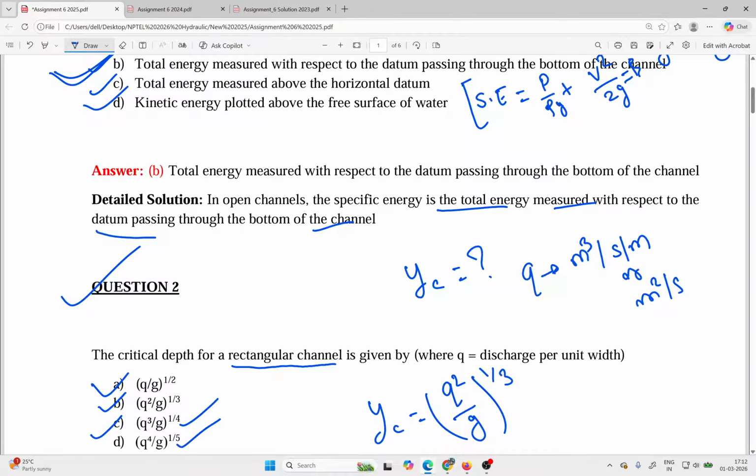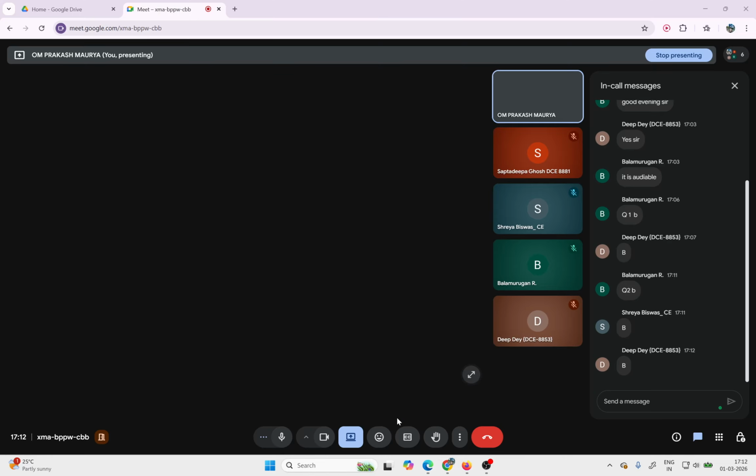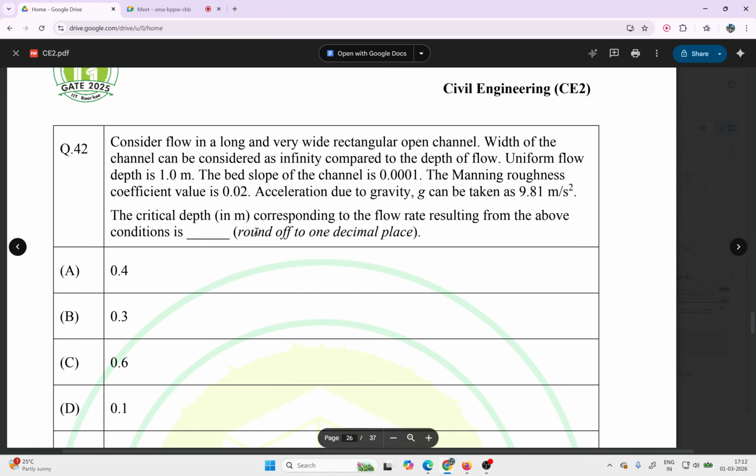Now, one numerical I was solving from GATE 2025. At that time I saw the question was related to this topic, to critical depth only. So please just try to solve. I'll just show you here. Question number 42. Here you can see very clearly.